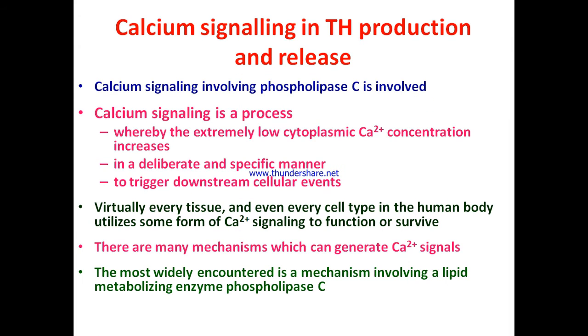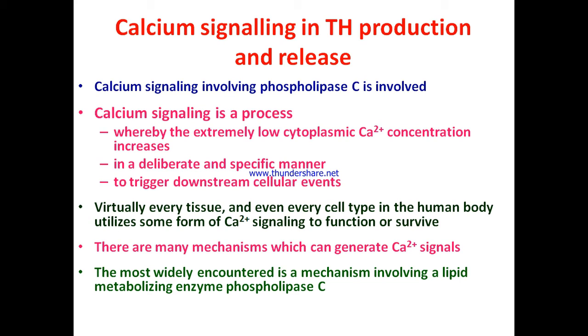This binding results in two types of signaling. One is calcium signaling, and calcium signaling involves phospholipase C. Calcium signaling is a process whereby the extremely low cytoplasmic Ca2 plus concentration increases. This is happening in a deliberate and specific manner and triggers downstream cellular events. Virtually every tissue and even every cell type in the human body utilizes some form of Ca2 plus signaling to function or survive. There are many mechanisms which can generate Ca2 plus signals.